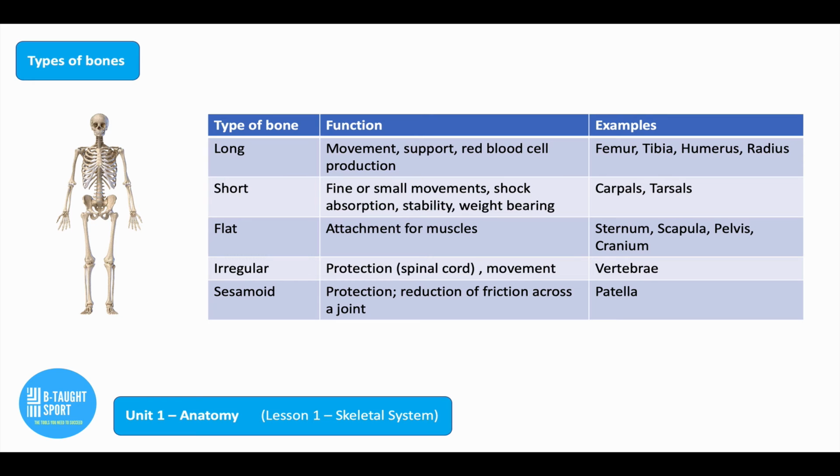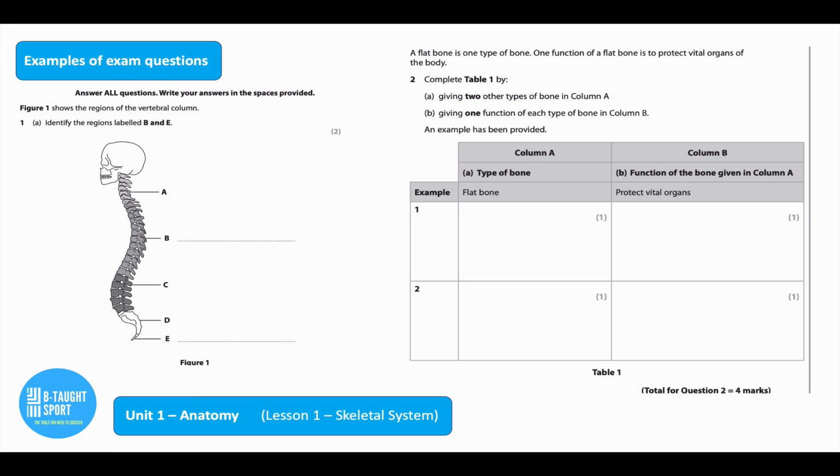Irregular bone, as we know, it protects our spinal cord, but also there is obviously movement there, which is the vertebrae. And finally, the sesamoid bone, which is for protection and reduction of friction across the joint, and that is your patella, which is basically your kneecap. So again, you will need to know the different functions and the examples that go with them.